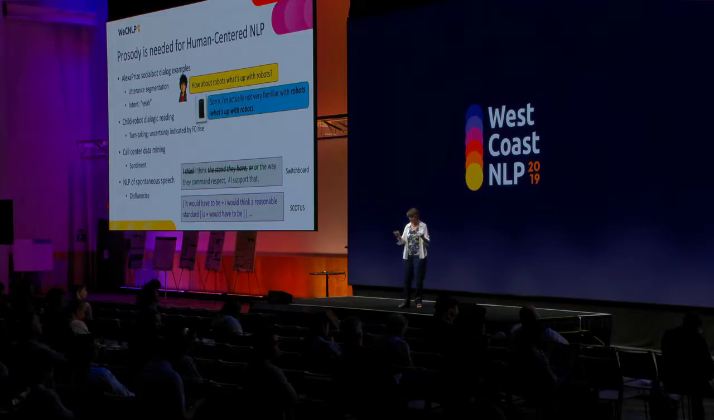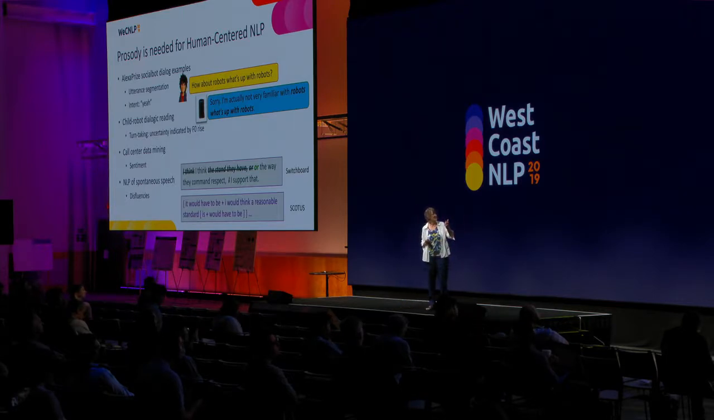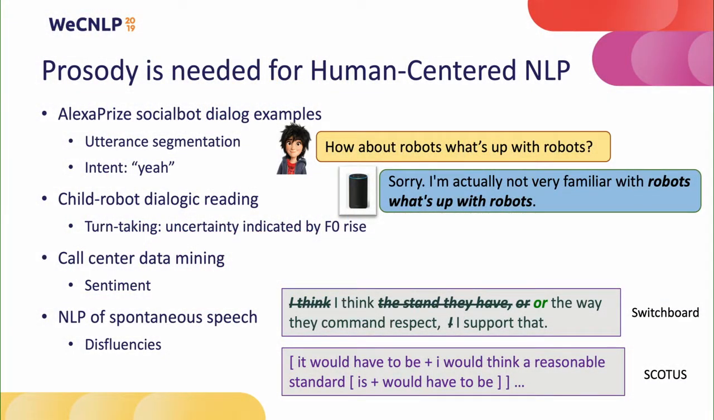In working with spontaneous speech, and this could be any sort of speech understanding, but things like translation or data mining or other things like that, one of the things you run into is disfluencies. So disfluencies are when you self-correct. So you repeat yourself or you self-correct. Things like "I think, in this case, the stand they have, or the way they command respect. I support that." So the slashed out things in this example are words that the person is self-correcting.